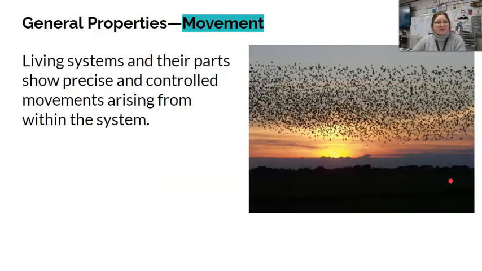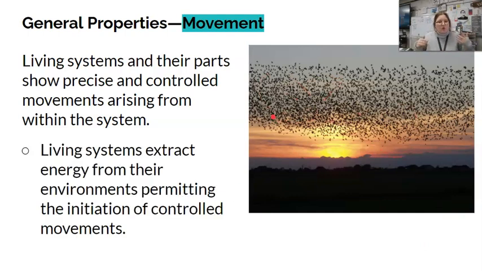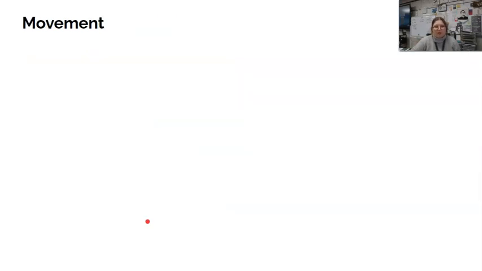Another is movement. So living systems and their parts show precise and controlled movements arising from within the system. So we can think of actually moving around, walking, just moving bodies. But there's more to it than that. Living systems extract energy from the environment, permitting the initiation of controlled movements. We eat food, we can move.